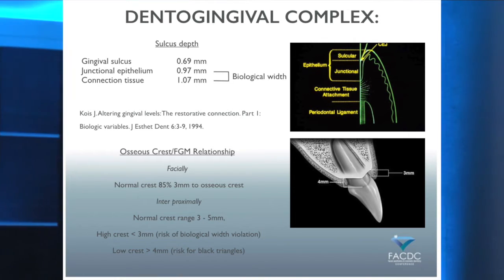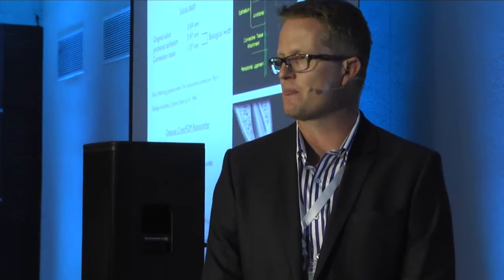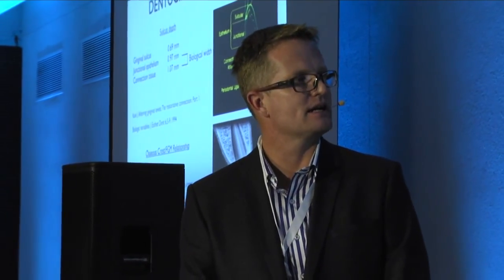There's also, in patients, the relationship between the osseous crest and the gingival margin or the cemento-enamel junction. There can be some variations. For example, a high crest can cause some risk of biological width violation, and a low crest can also cause some gingival recession or some black triangles.